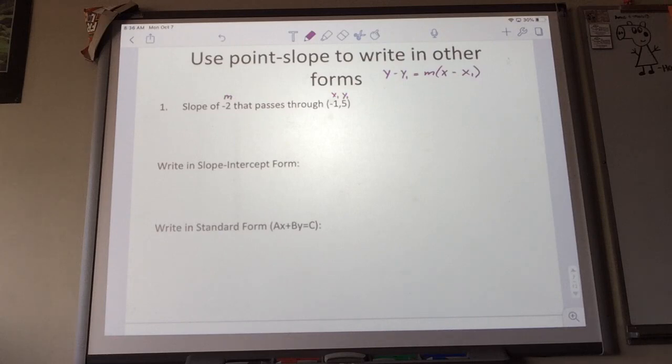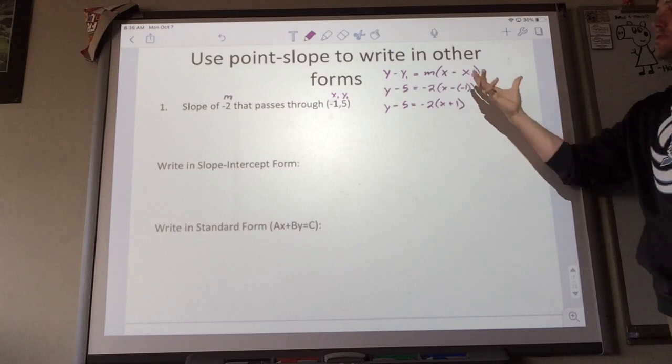And plug those in. So y minus y1, which is 5, equals negative 2 times x minus our x1, which is negative 1. And when I plugged that in, I put it in parentheses so that later we can see that those negatives will cancel out and make that a plus 1. So y minus 5 equals negative 2(x plus 1). Okay, so that is our point-slope form.